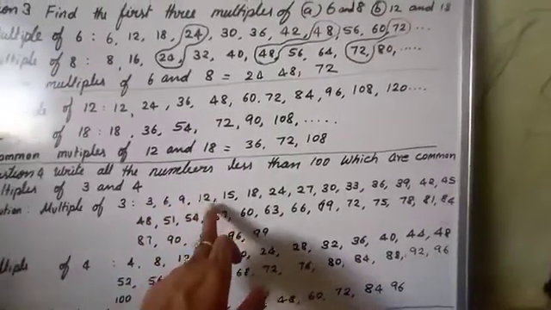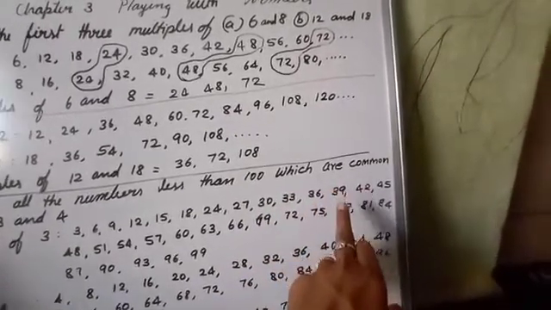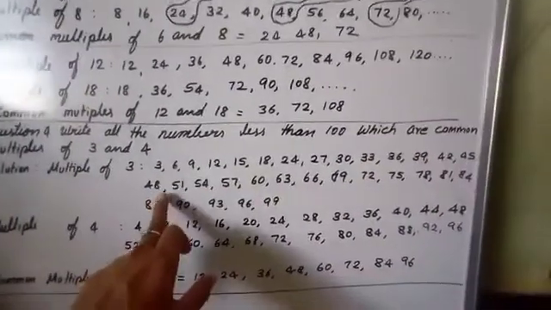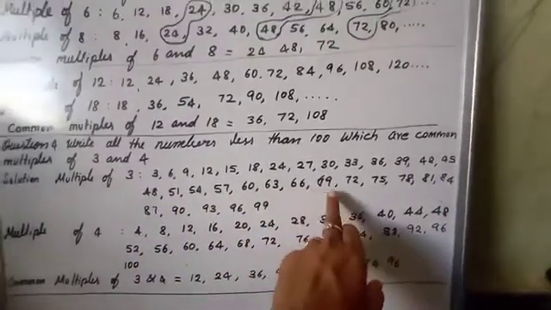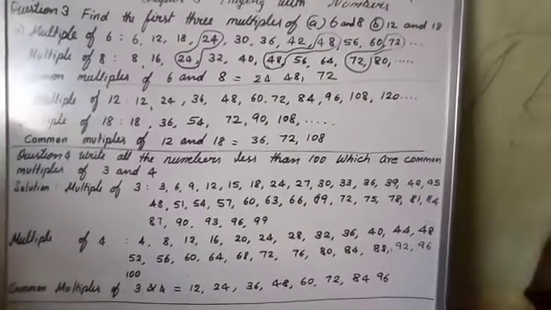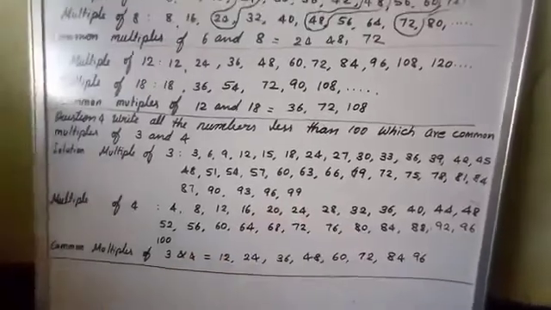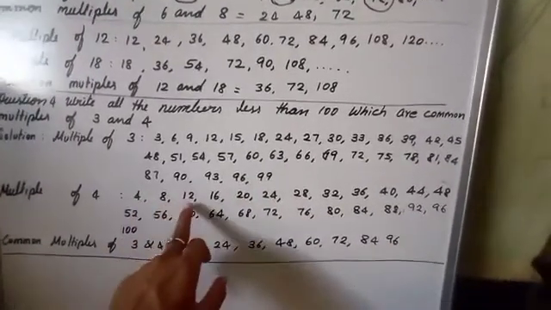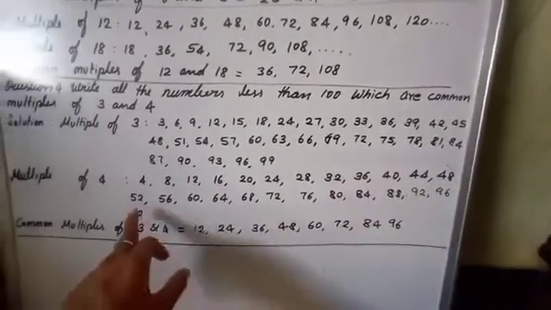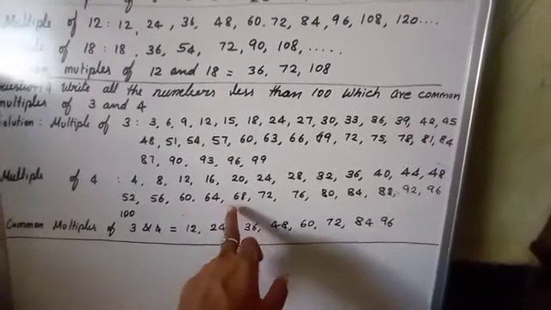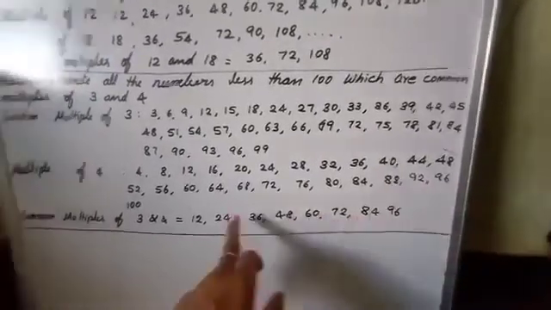3, 6, 9, 12, 15, 18, 21, 24, 27, 30, 33, 36, 39, 42, 45, 48, 51, 54, 57, 60, 63, 66, 69, 72, 75, 78, 81, 84, 87, 90, 93, 96, 99. Okay, next, multiples of 4: 4, 8, 12, 16, 20, 24, 28, 32, 36, 40, 44, 48, 52, 56, 60, 64, 68, 72, 76, 80, 84, 88, 92, 96, 100.